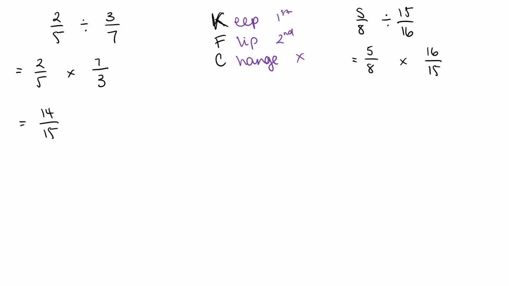Now, some of you would have seen that we can already cross-cancel some of these. If I divide 8 and 16 both by 8, and if I divide 5 and 15 both by 5, that means we're going to end up with 1 over 1 times 2 over 3, which gives us 2 over 3. Okay, so same as multiplying, but we're just going to keep, flip, change before we do anything else.